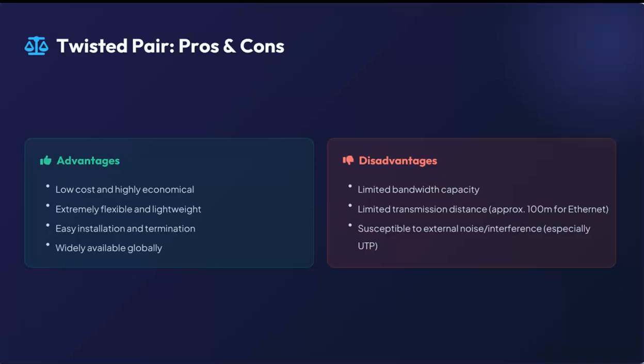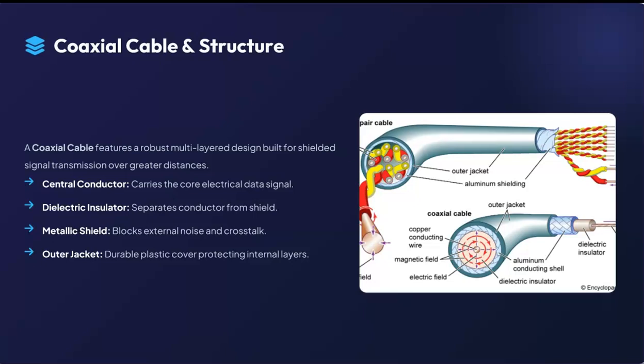Fine. Moving on, it is the coax or the coaxial cable. A coaxial cable has four layers, as you can see in the picture on the right. At the center, we have the copper conductor that carries the electrical signals. Around it is the dielectric insulator, which separates the conductor from the shield.